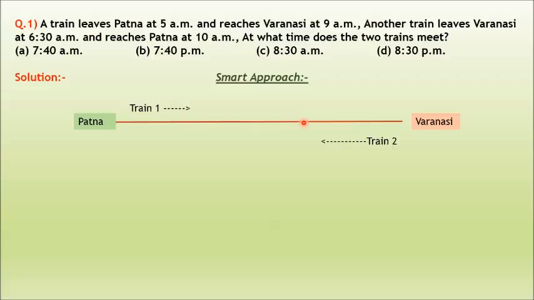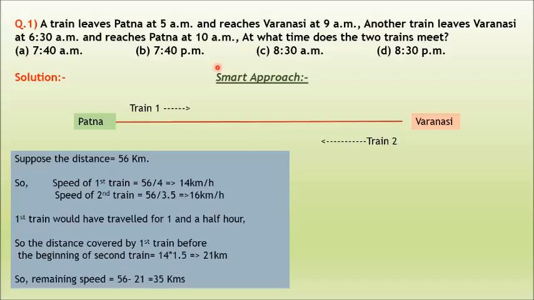So in the question only time is given, neither the speed is given nor the distance. So let us assume the distance first, and we will assume a distance which will make the question easy to solve, and we can assume the distance is 56. Why are we taking the distance 56? We'll talk about it after the question. Okay, first we will see the question. We are taking the distance 56.